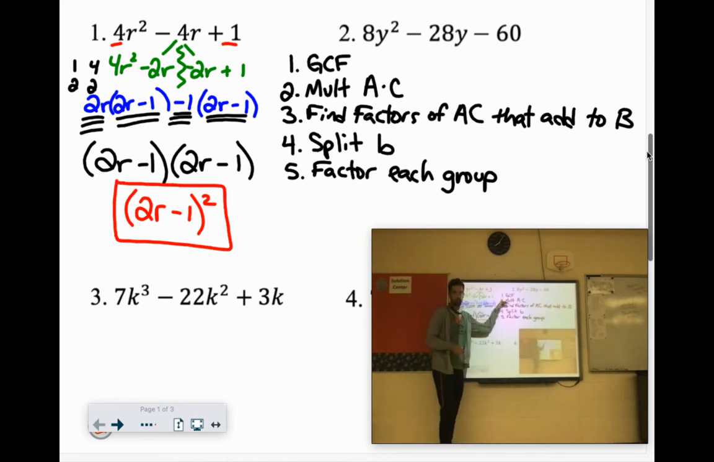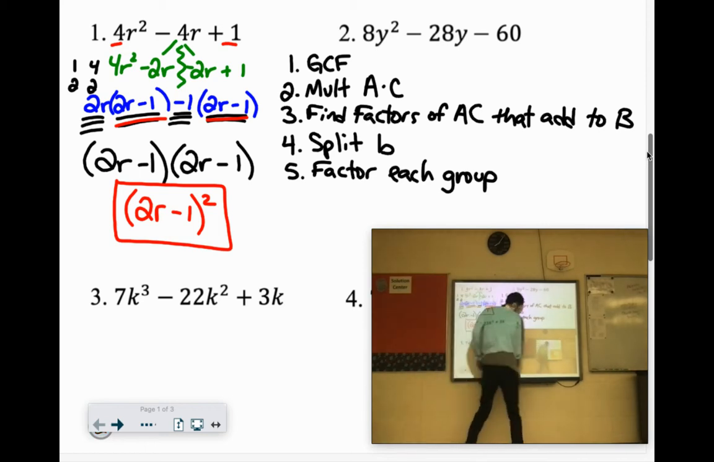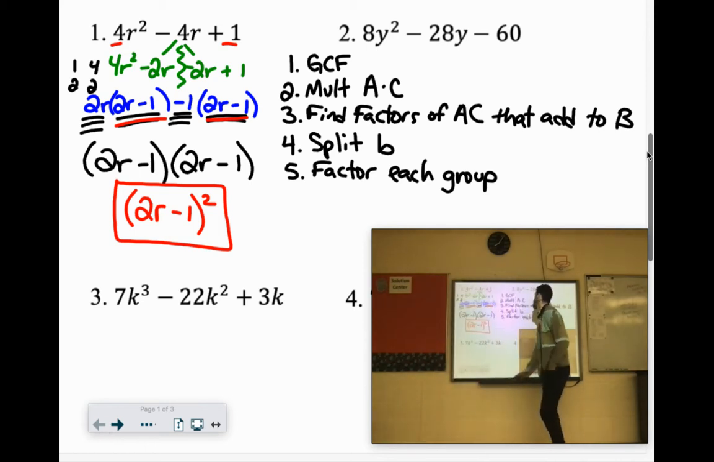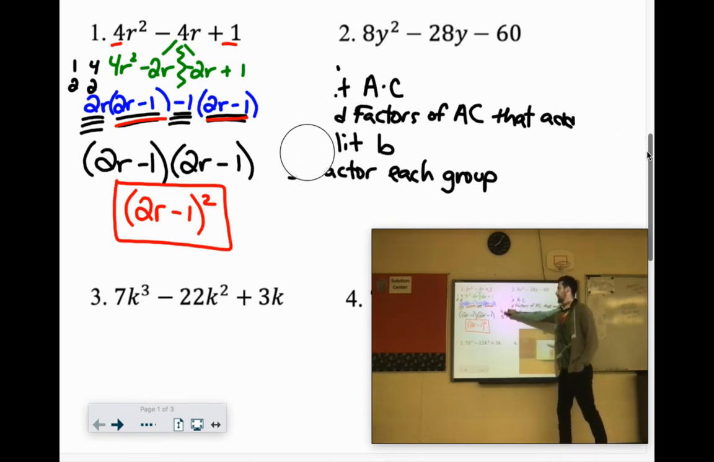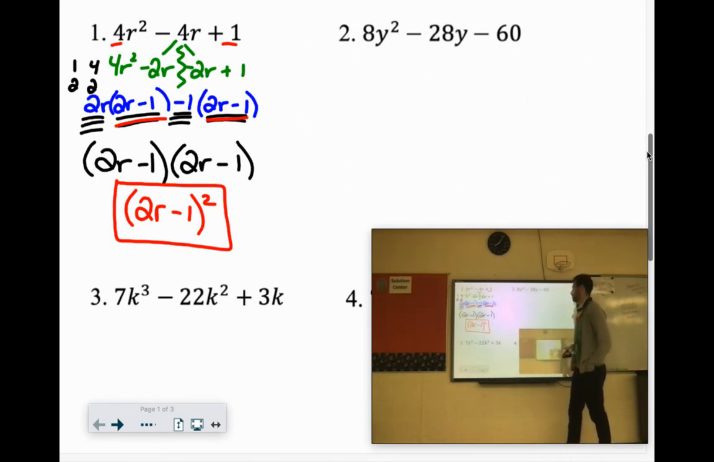So we multiply, look for greatest common factor, multiply the first and last, split the middle, factor each side. What you have in parentheses goes in one of them. What you have outside that you factored out goes in the other. So we'll try that again. And then after we do this second example, then I'll show you the other method that we can factor these with.